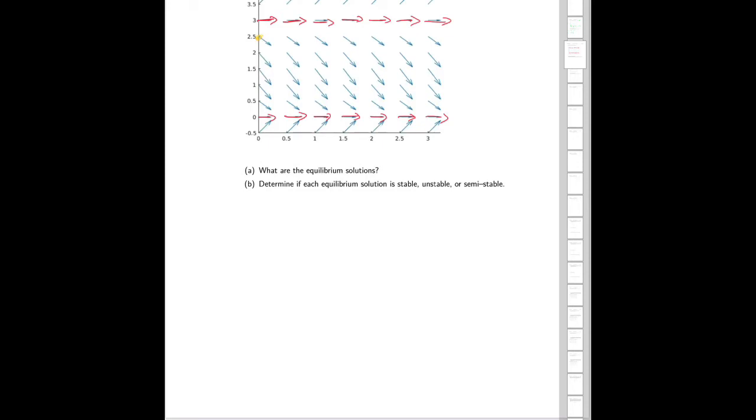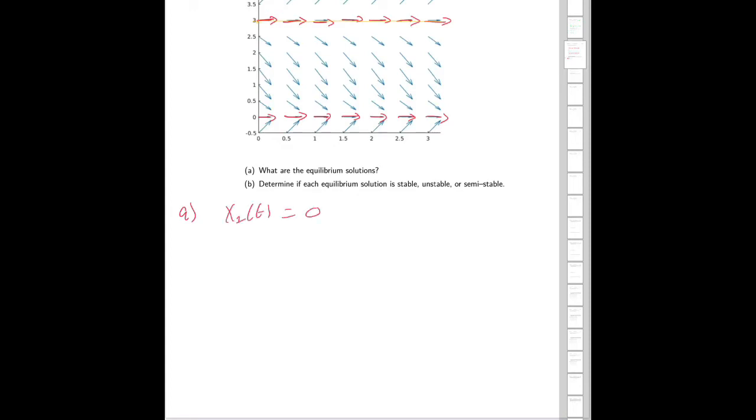If a solution starts here, then it's going to follow this vector field down like this. And if a solution starts at 3, if it just follows the vector field along, it's always going to be flat, so it's going to stay constant for all values of t. That was just a little way to connect some of the stuff we've talked about.